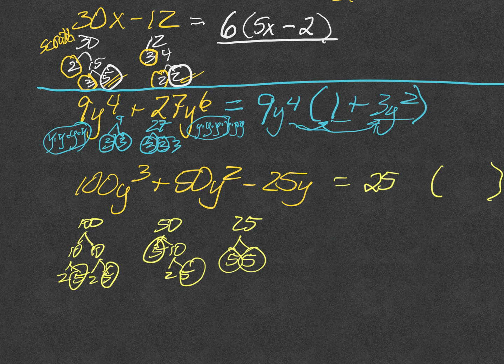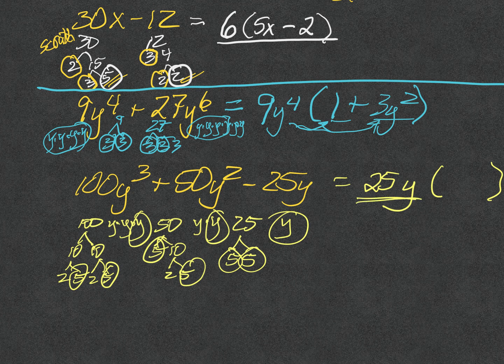And then now we look at the y's. So I have y times y times y. I have y times y, and I have y. So what's in common? Well, just the y, that's the only thing in common. So that's our greatest common factor. So 25 and y is what's in common.